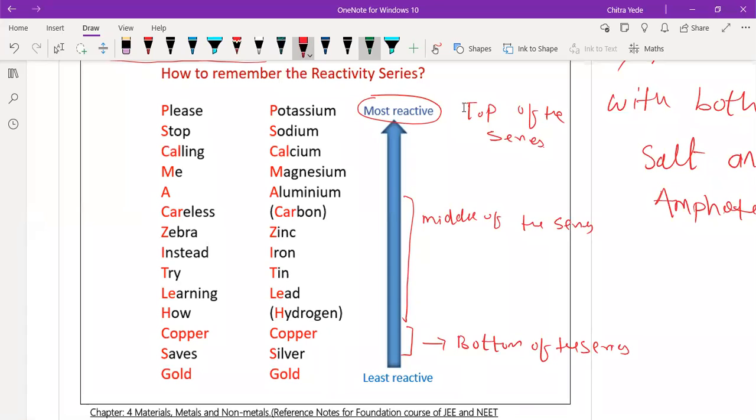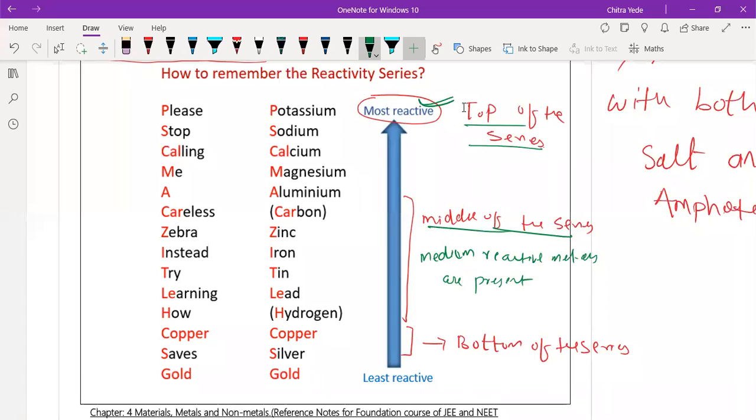Here at the top of the series, the most reactive metals are present. In the middle of the series, medium reactive metals are present. And at the bottom of the reactivity series, least reactive metals are present.